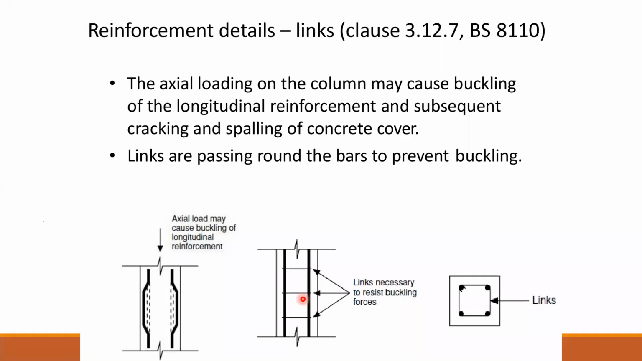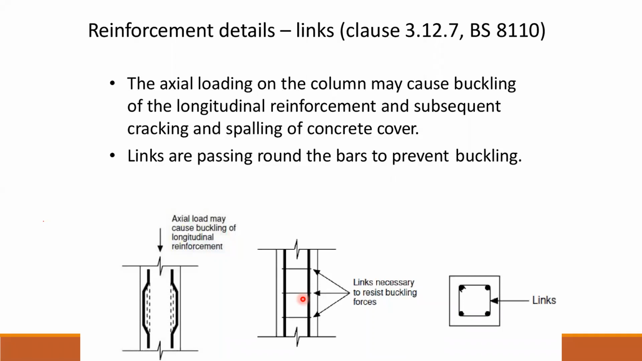These are the reinforcement details of the links. The axial loadings on the columns may cause buckling of the longitudinal reinforcement and subsequently cracking and spalling of the concrete cover. Links are passed around the bars to prevent the buckling. In shear we sometimes call them hoops, stirrups, all these names, even links, right?